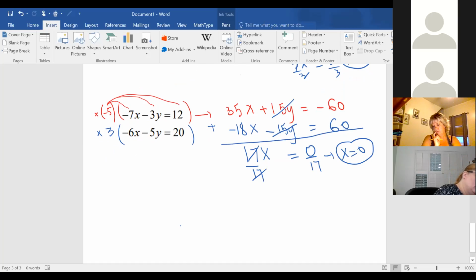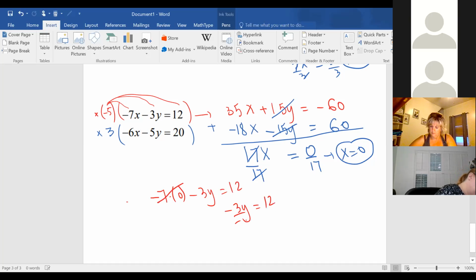Right. And then I plugged in 0 for x. In what equation? I did the -7, the first equation. Exactly, the first equation. You see now, you plugged in 0 in the first equation, which is -7 times 0 minus 3y is equal to 12. Okay, now what next? So -7 times 0 is 0. So -3y equals 12, and then I divided by -3, and I got y equals -4. Yep, so y equals -4.